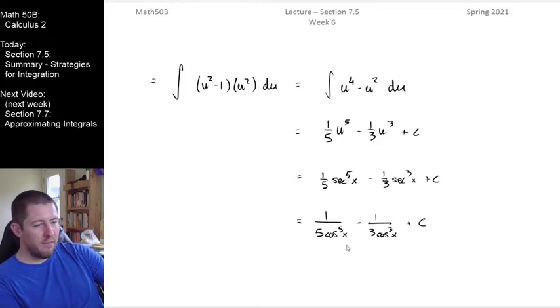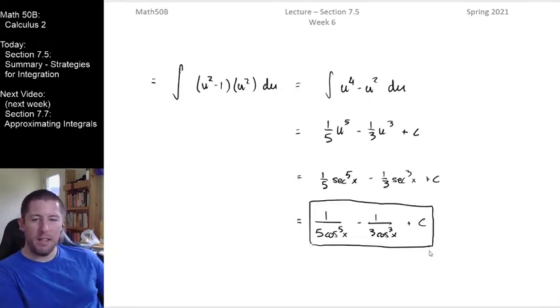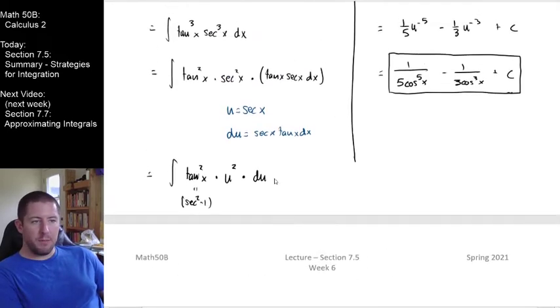Because I rarely leave my answers in terms of secant, because I don't want to have to do math with secant. I like my sines and cosines. It's my comfort zone there, so I typically head back into it right there. So, pretty cool. Two totally different strategies for this problem.